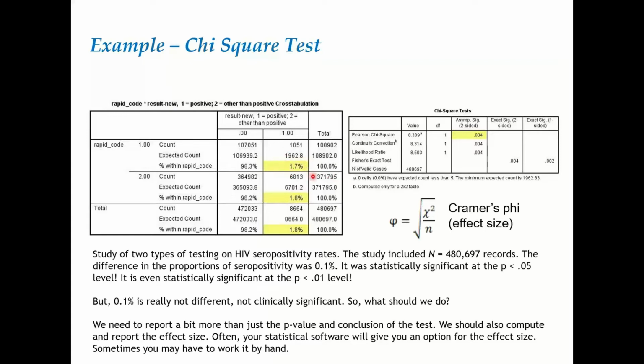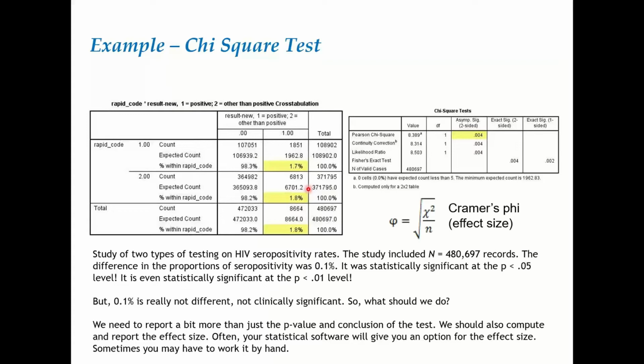So for the ones that were in a rapid test, 1.7% of the people who took the test tested positive. In the other group, the older group that had the long wait test, 1.8% of the people who took the test had a positive result. That's a difference of 0.1%. That's a tiny little difference, right?